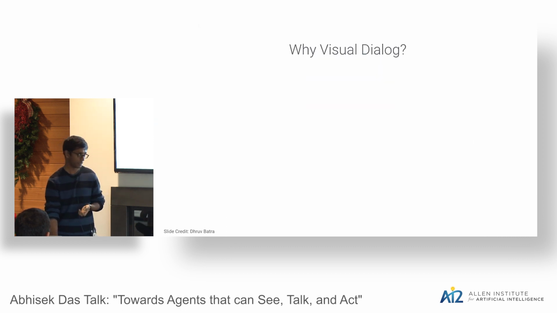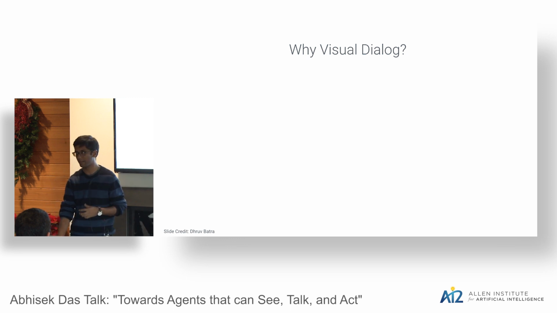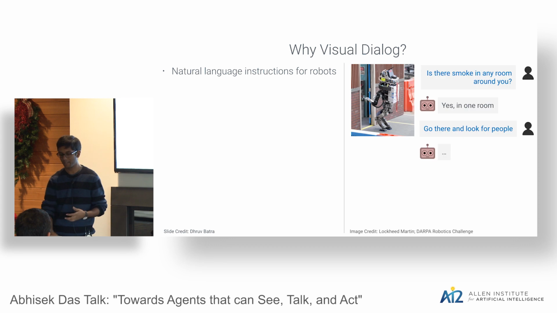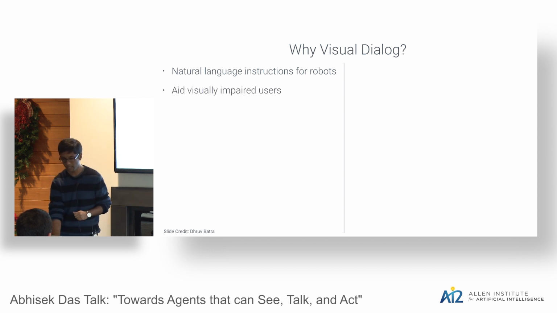So why do we want to study this task of visual dialogue? There can be multiple applications that you might think about. First and foremost, if there's a robot that's in some sort of a hostile environment, we might want to interact with it in natural language and ask questions or convey instructions. So something like, is there smoke in any room around you? Yes, in one room. Go there and look for people, and so on.